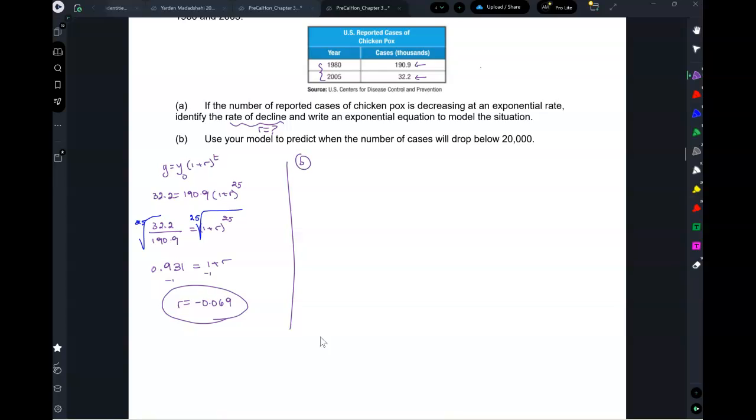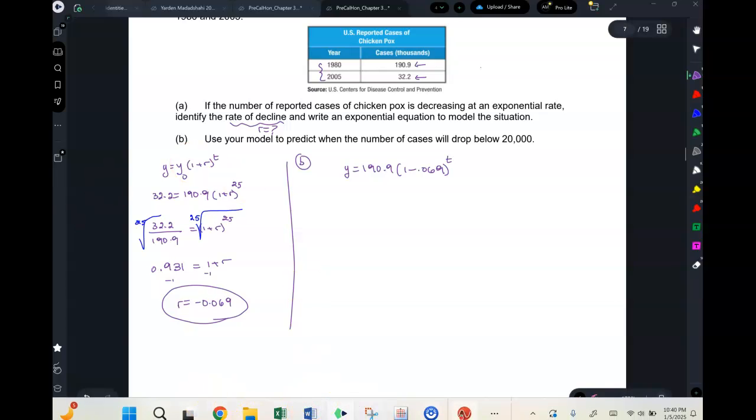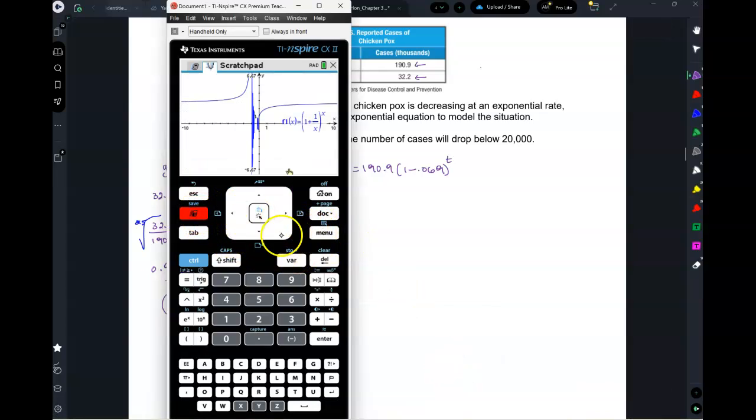Part B, when will the number of cases drop below 20,000? So once we see when it'll be 20,000, we can figure out that time. So what is my equation here? Y equals 190.9, 1 minus 0.069, 3 decimal places, to the power of t. This time, why don't we do that by graphing? So here, let's graph. Let me clear this. 190.9 times 1 minus 0.069 to the power of x. Okay, so that's the equation.